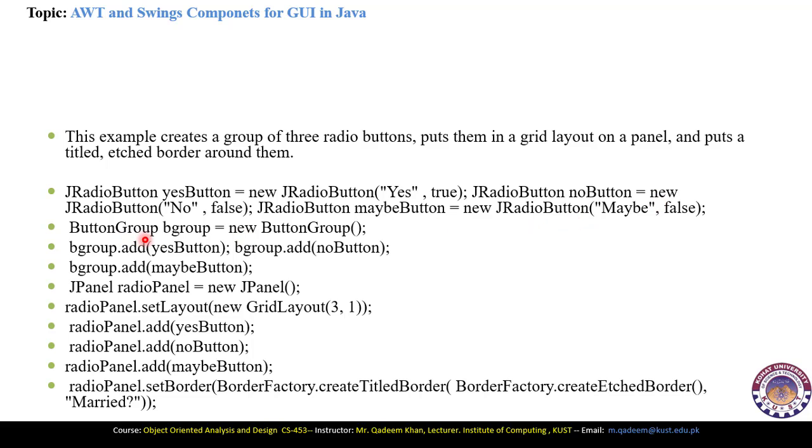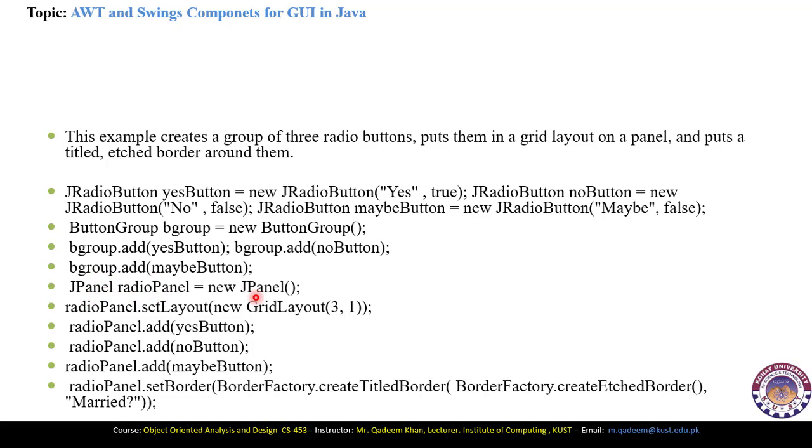Then we have defined the button group, ButtonGroup bg group, new ButtonGroup, and we added all these three buttons inside of this button group. So bg group dot add yes button, bg group dot add no button, and bg group dot add maybe button. These three JRadioButtons are added inside of the group.